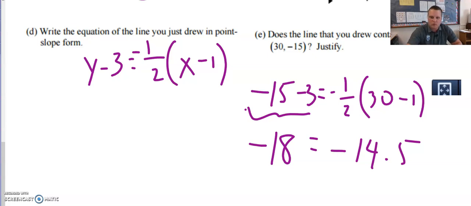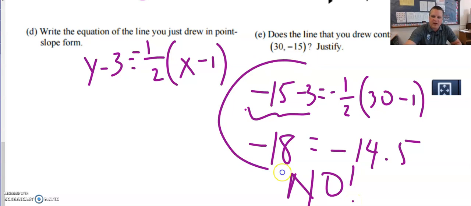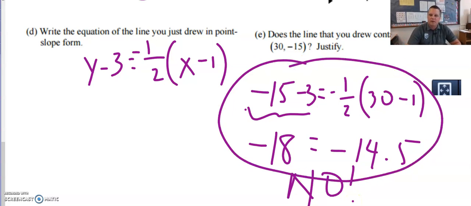Now you have to make sure to answer the question. Does the line that you drew contain the point? No, it does not. Justify. This is fine. That's how you justify. If it says explain, you explain. You have to put it in words. But justifying, that is perfectly fine.